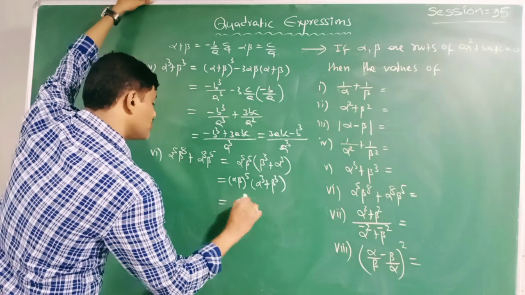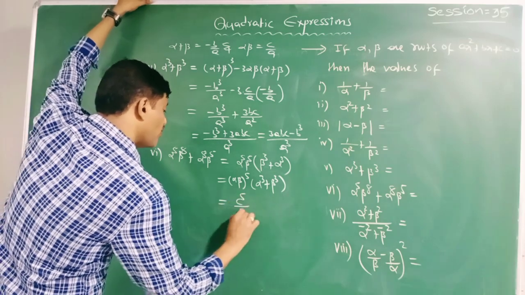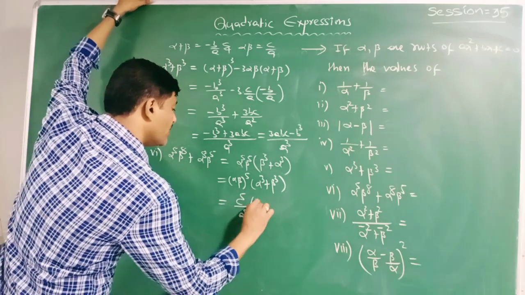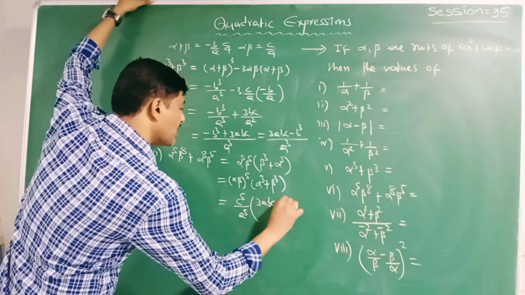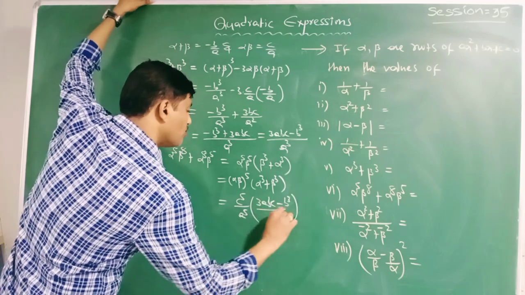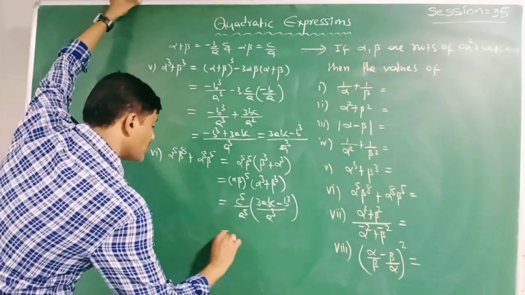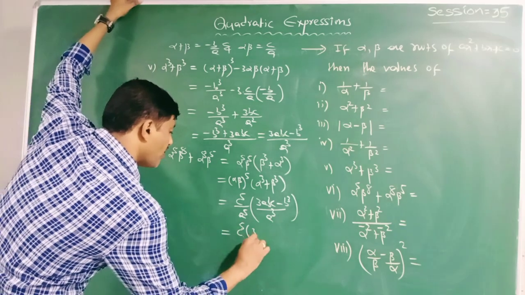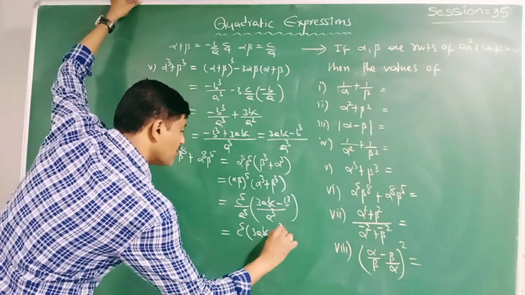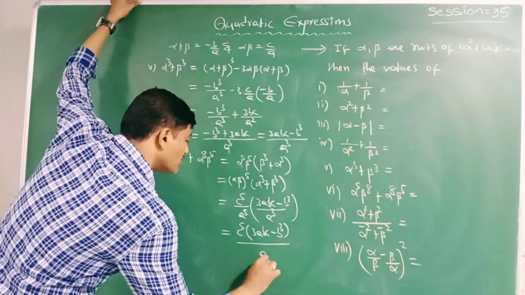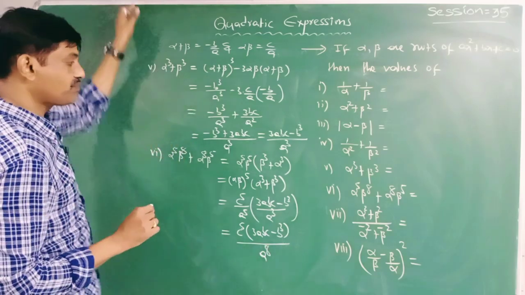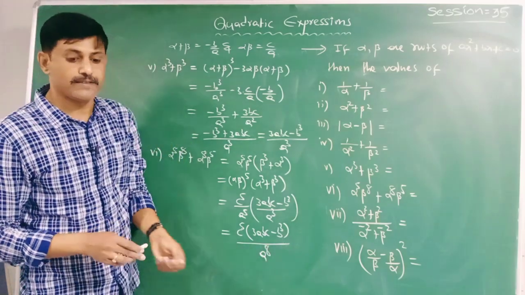Now replace. Alpha beta is c by a, so c power 5 by a power 5, of this value, 3abc minus b cube by a cube. Therefore the total result is c power 5 of (3abc minus b cube) by a power 8.